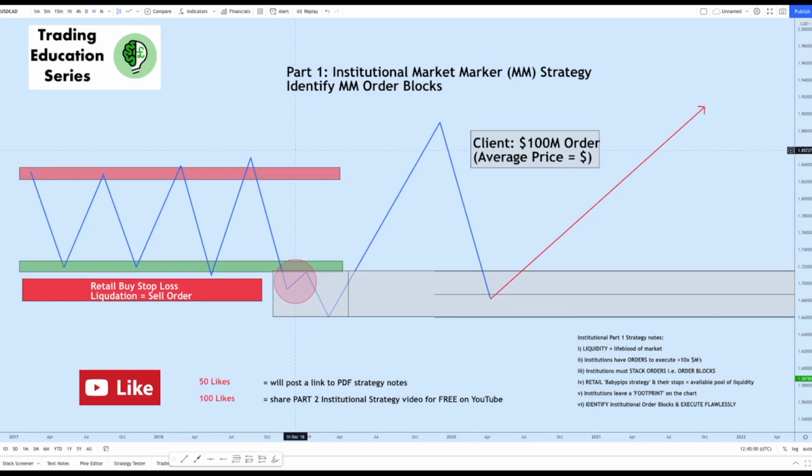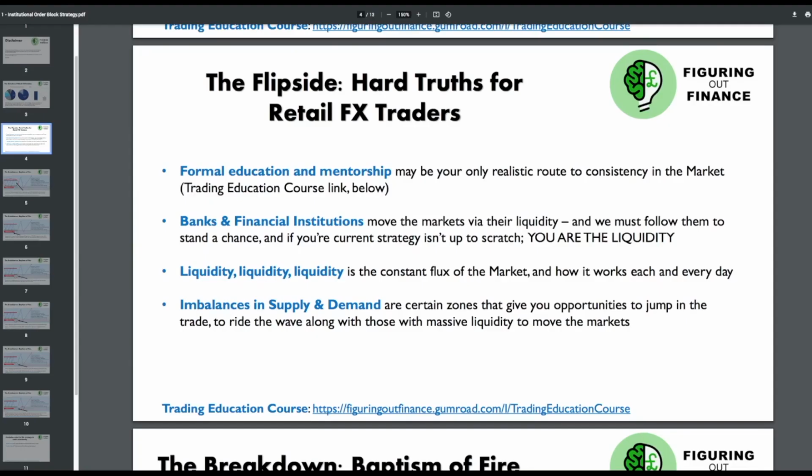If we flip back to our PDF strategy notes, we'll go through some of the hard truths for Forex traders, okay? Banks and financial institutions move the market via their liquidity, and you've got to follow it. Otherwise, you end up being the liquidity. And liquidity is, I guess, the lifeblood of the market, as we've mentioned, and it is the constant flux of the market and how it works each and every day.